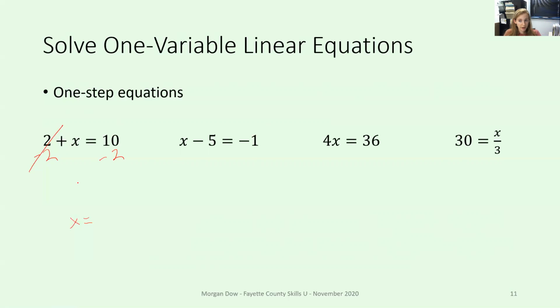So now, what do I have left over? Well, on the left side of the equation, all I have remaining is x. And on the right side of the equation, I have 10 minus 2, which is 8. And there we go. That's our solution.